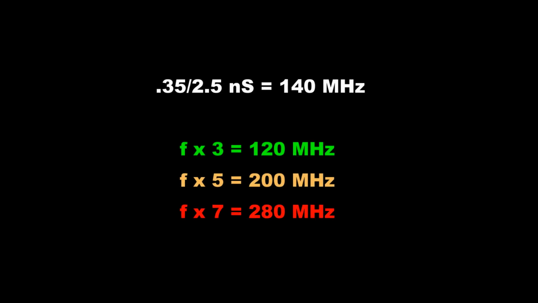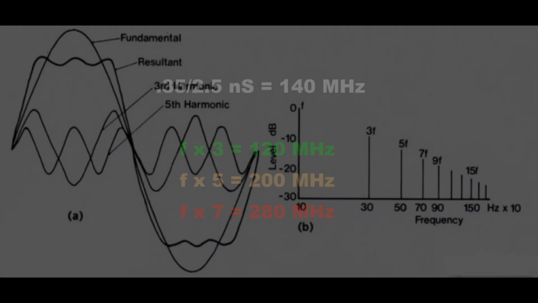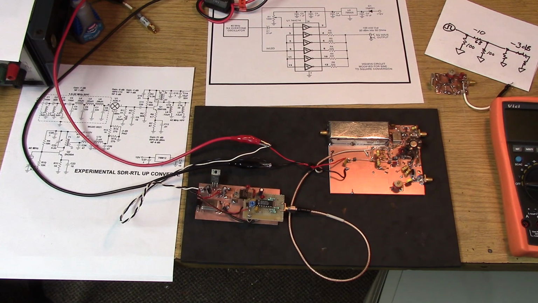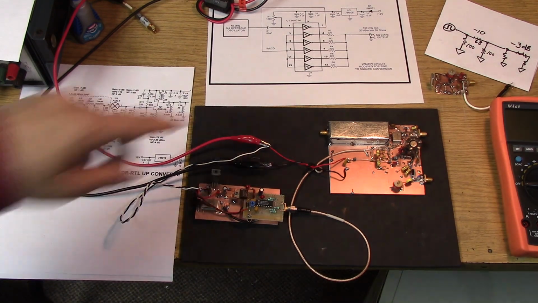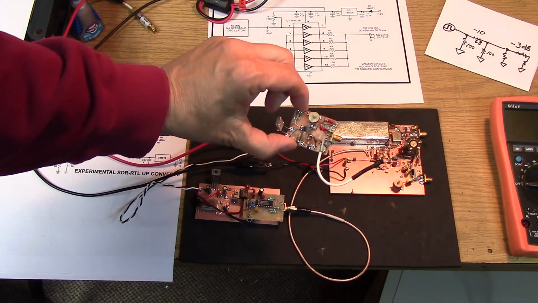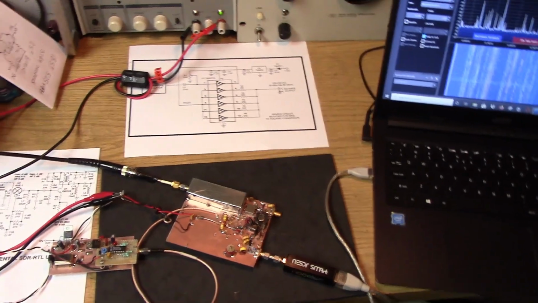Remember, you don't need full amplitudes at the harmonics. The contribution of the harmonics as you go up those odd harmonics is much less. Just to clear the decks a little bit, I've removed the 40 megahertz oscillator, and we'll put this back on later. Okay, well, the good news is it came right up.